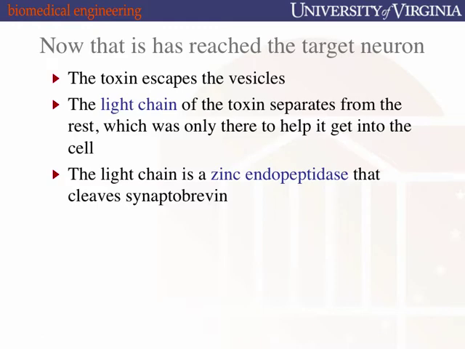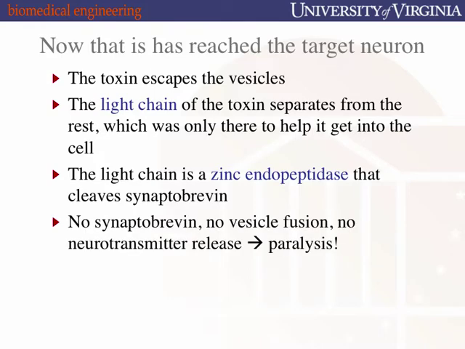And the light chain is what we call a zinc endopeptidase. So this is in a large class of proteins known as metalloproteases. It means they need a metal ion, a divalent cation usually, always actually, for their activity. Endopeptidase means it's going to cleave in the middle of a protein, as opposed to an exopeptidase, which chews from the edges, from the N or C terminus. Endopeptidases cut in the middle of the chains.